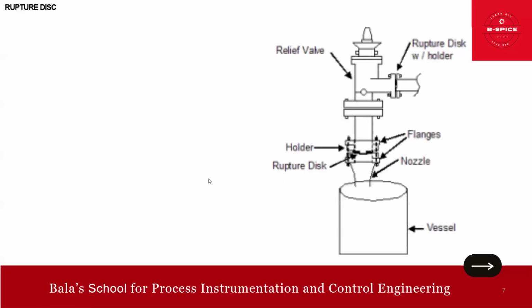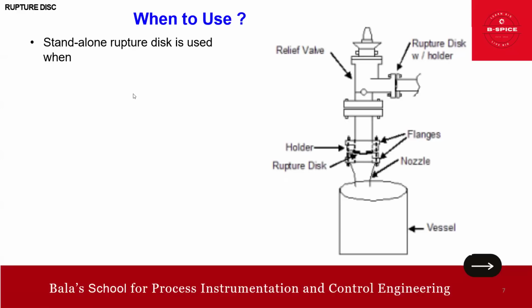Now I'm going to answer when and how to use this. There are two scenarios. A stand-alone rupture disk is used when we are looking for capital and maintenance savings. So we will use only the rupture disc without the PRV. It will be directly mounted and you don't see this assembly.